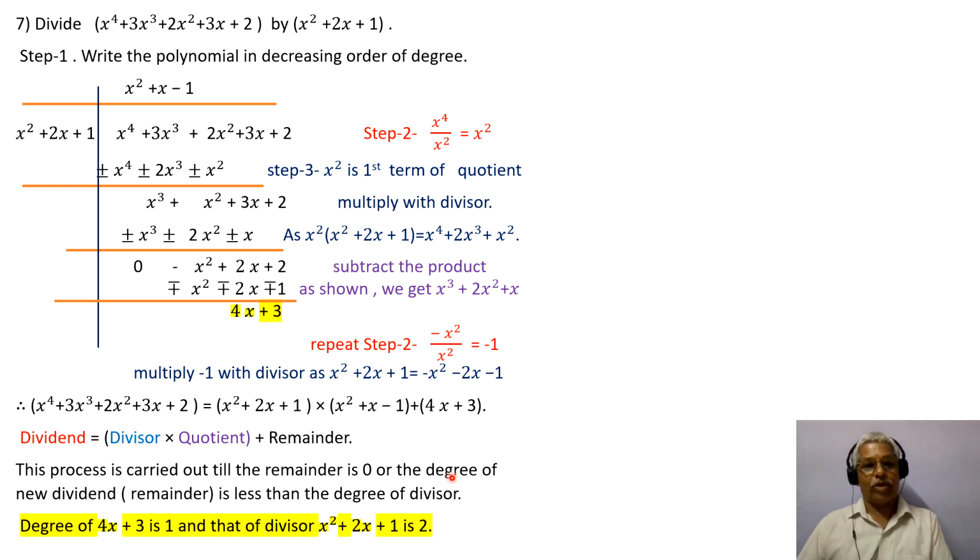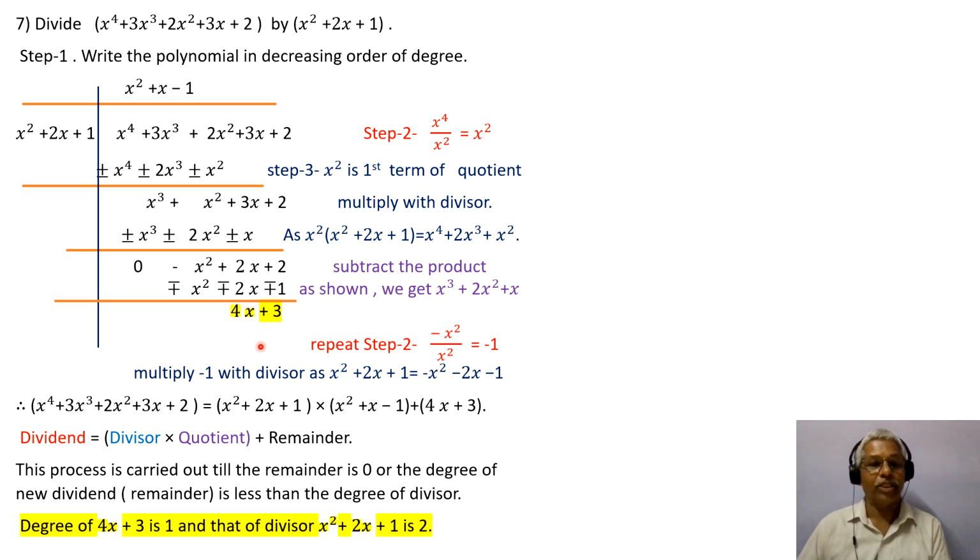We read that this process is carried out till the remainder is 0, or the degree of the remainder is less than the degree of the divisor. This is the dividend. Here the degree of the divisor is 2 and the degree of the remainder is 1, so you have to stop. That is what it means.